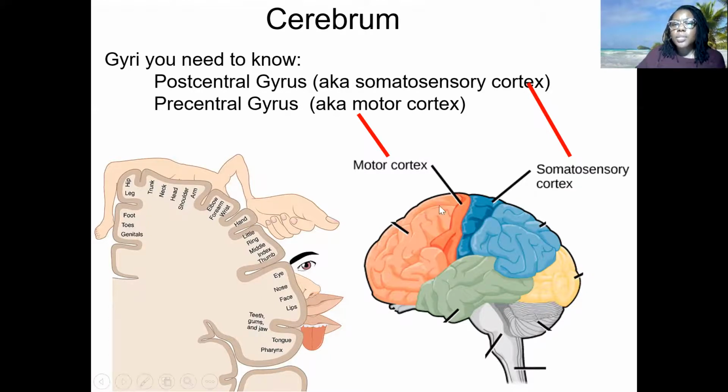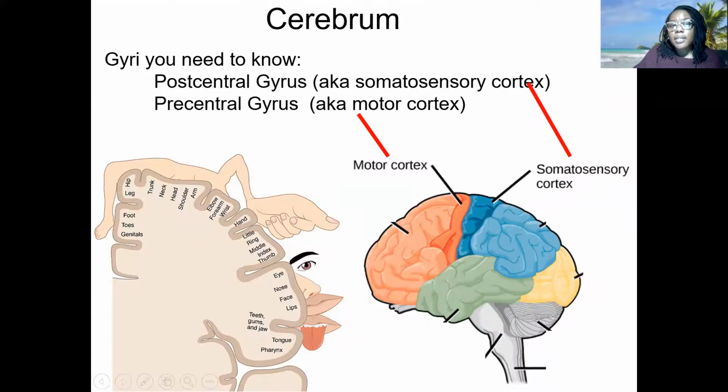Now, what's unique about these 2 regions of the brain, these 2 gyri specifically, is that the postcentral gyrus is the gyrus that is posterior to the central sulcus, excuse me. So if you remember that central invagination here, the gyrus that is immediately posterior to that invagination is called the somatosensory cortex. And that area of the brain is responsible for our sensation in various parts of the body.